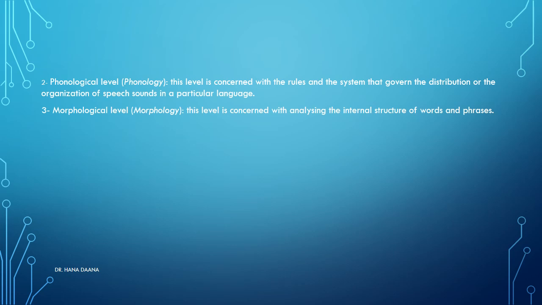The third level of analysis is the morphological level, morphology. This level is concerned with analyzing the internal structure of words and phrases. In other words, it is concerned with how sounds are put together in meaningful units. Now, the fourth level of analysis is the syntactic level, syntax. This level is concerned with analyzing the internal structure of phrases and sentences.